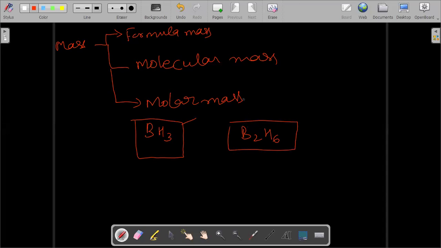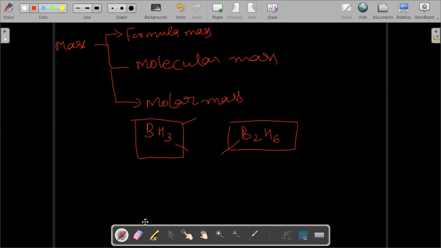So for most of the cases, you will find the formula mass and the molecular mass are the same. But here, the formula mass for BH3 and the formula mass for B2H6 are different, but the molecular mass will remain the same.